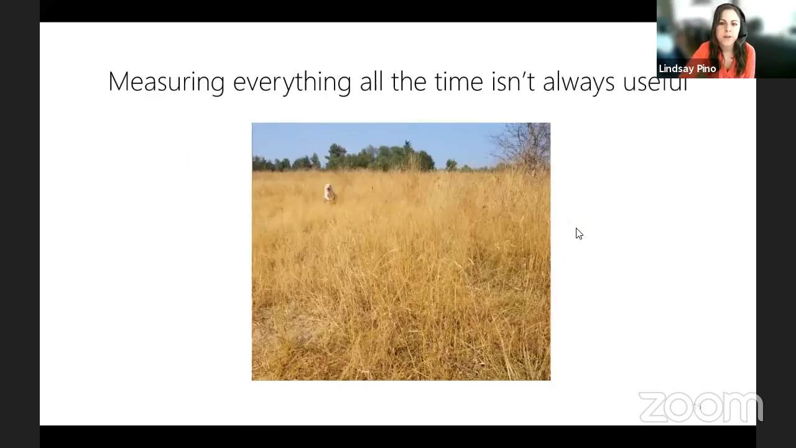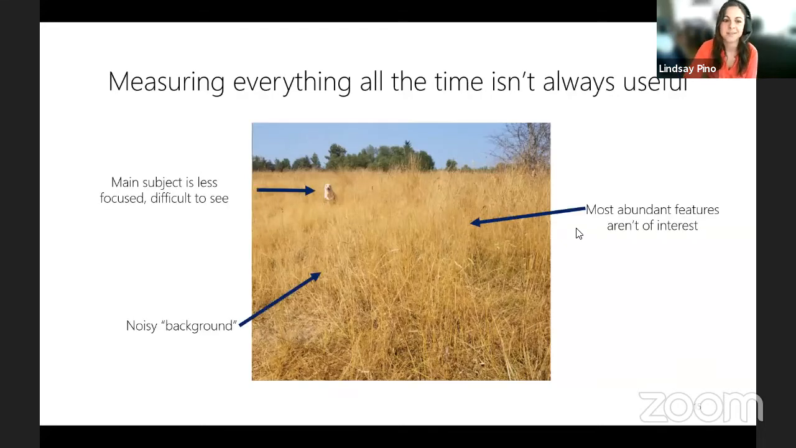Where targeted proteomics really starts to shine, however, is when measuring everything isn't useful. So here's another picture of the same dog in a different context, a different matrix, you might say. The main focus in this picture is a lot less focused and more difficult to see because we have all this noisy background that we don't actually care about.